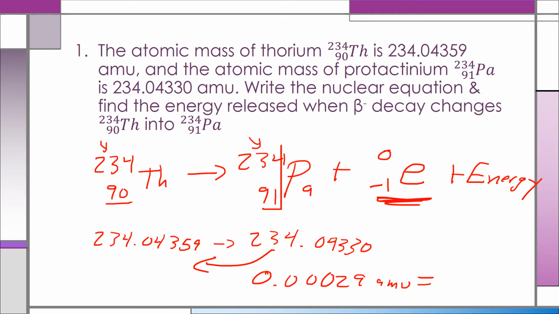Now again, this is not really the energy, this is the mass defect. So to convert that, we multiply by 931.5, and we end up with 0.27. We'll just round up to that. MeV. Ta-da!